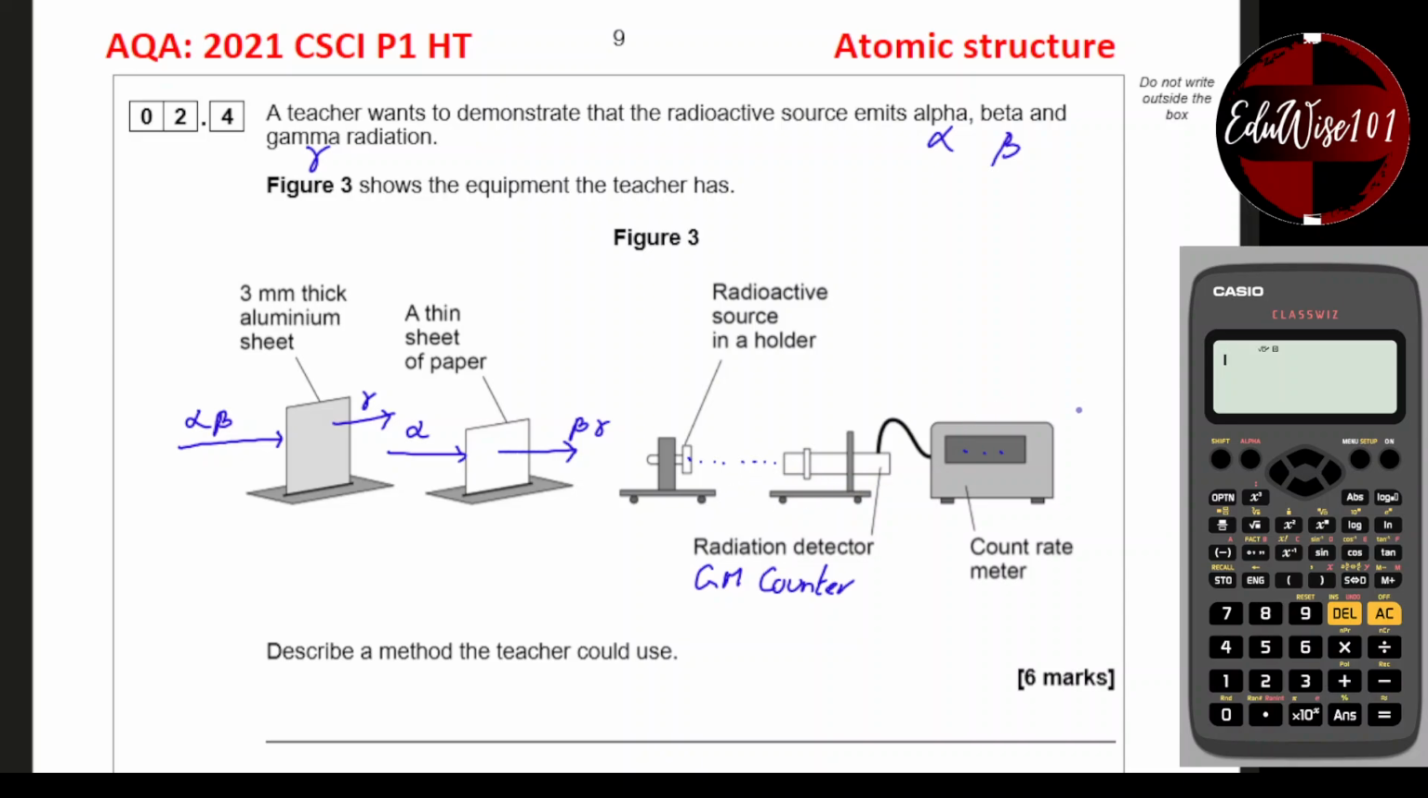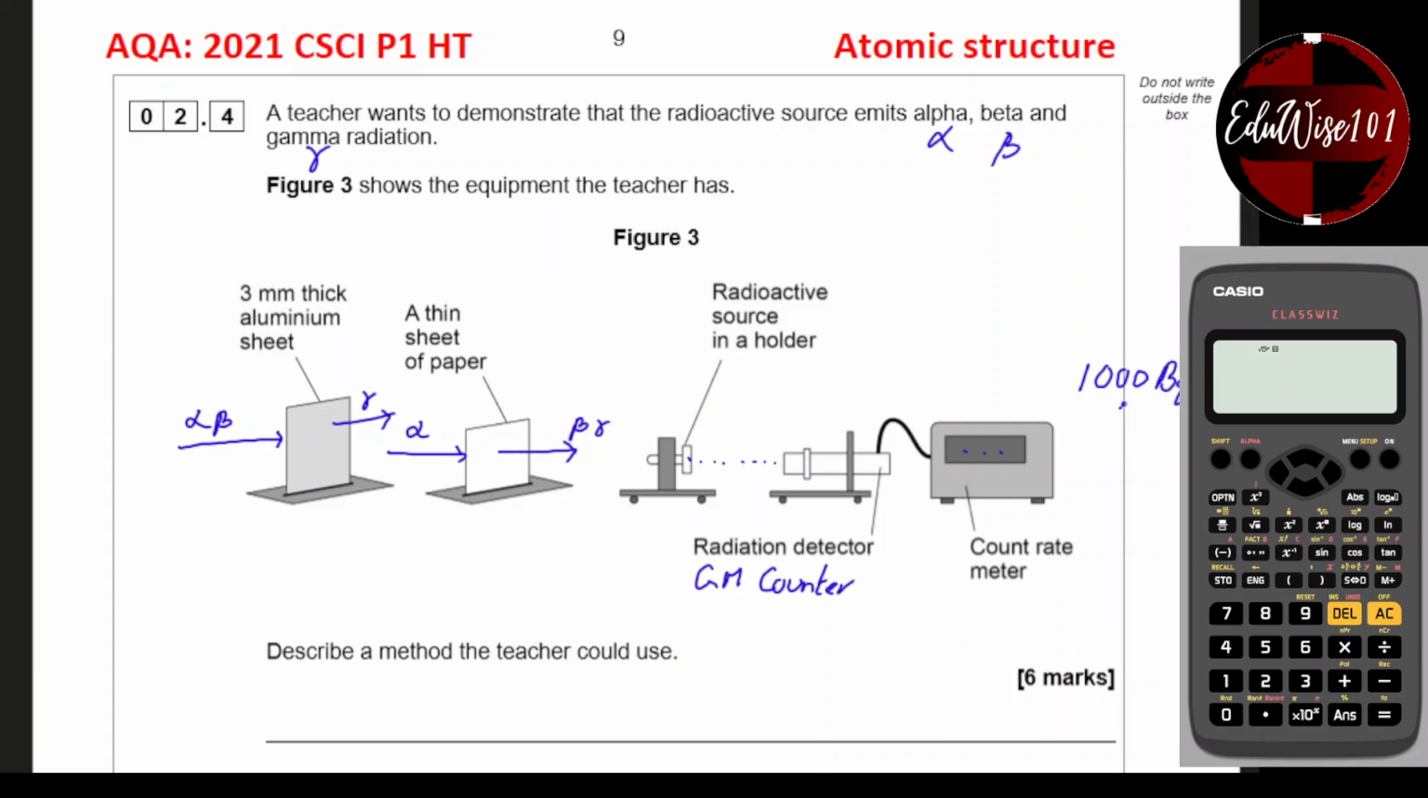So let's say it's measuring 1,000 becquerels. Becquerels is a unit of measurement for radioactivity. So the unit is Bq. So let's say it's measuring 1,000 becquerels without anything in between. Then what you would do is put the thin sheet of paper in between the source and the detector and find out what the reading is.